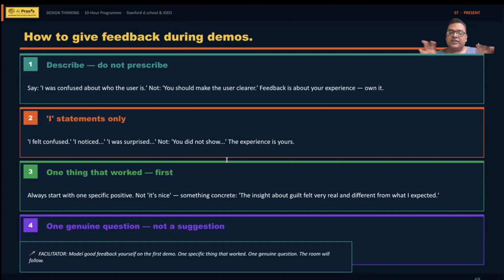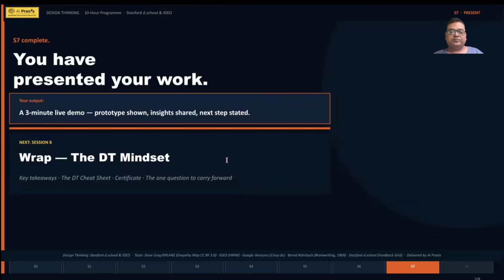So the facilitator will in fact model this exact protocol on the first demo, and whatever the facilitator does, the room will follow. So watch carefully for one specific observation from experience and one forward-looking question that opens design thinking, with no prescriptions and no suggestions, because that is the standard we are setting for every demo in this session.